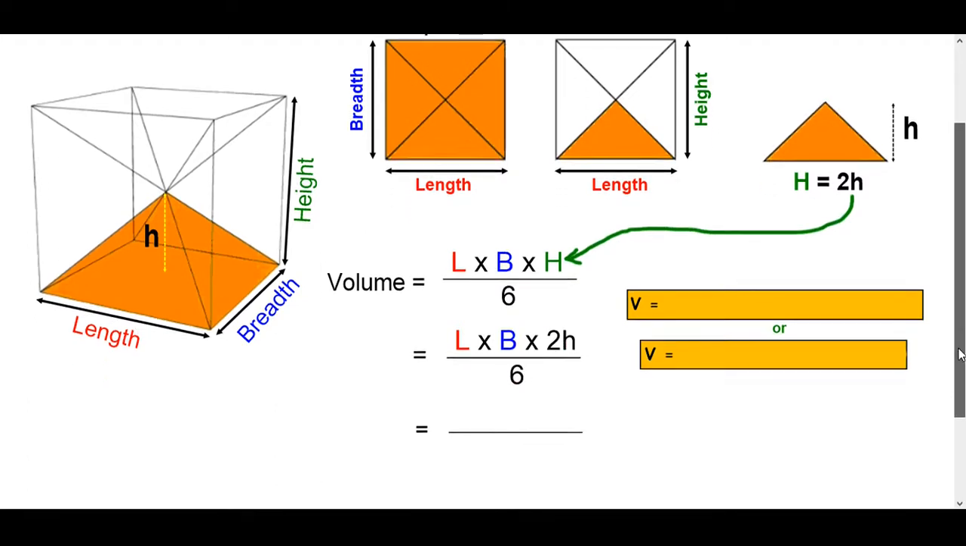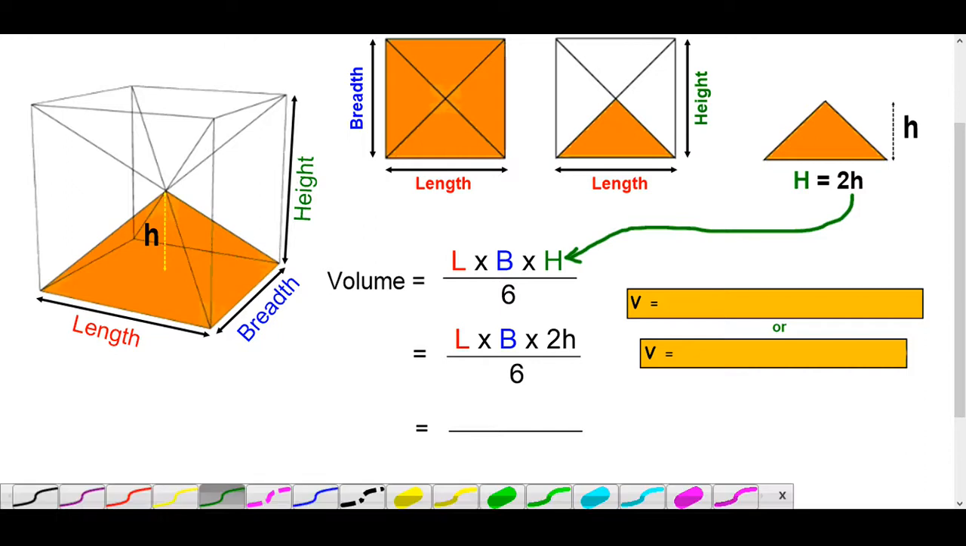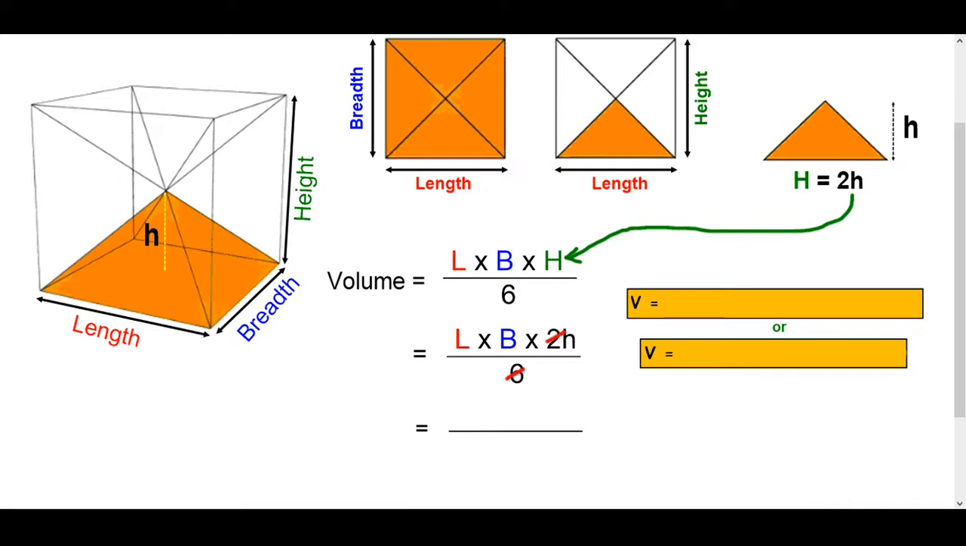Now we're nearly there. We've nearly got the formula. All I'm going to do now is cancel down the 2 and the 6 to 1 and 3. And you're going to end up with this: L times B times h over 3. So to get the volume of a pyramid, you take the length of it times the breadth of it times the height of it and divide it by 3.